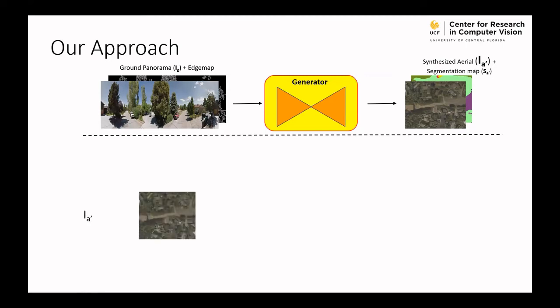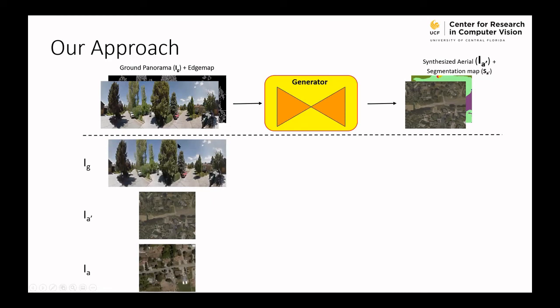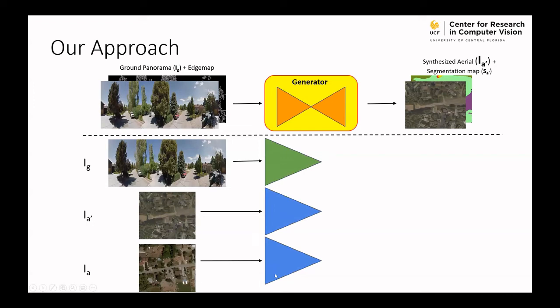And so now let's say we have that, and this we will call A prime, synthesized aerial view. A is aerial and G is ground, and prime is synthesized. So we take the synthesized aerial, and we also have the ground image, and we have real aerial corresponding to that. So we have these three images. So we do the encoding, we get these features, and then we call this ground features, synthesized aerial features, and aerial features.